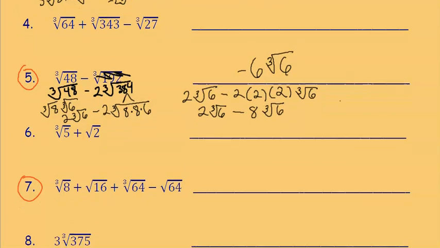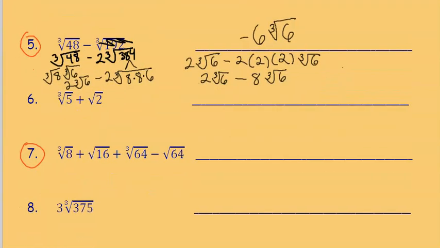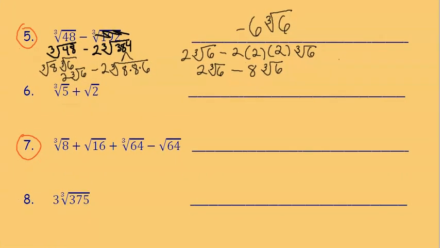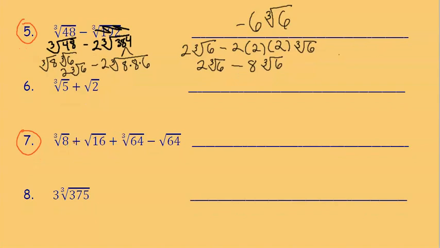Okay, let's look at number 7. No changes are needed for this one. We have the cube root of 8 plus the square root of 16 plus the cube root of 64 minus the square root of 64. Now normally we couldn't combine these together because we have square roots and cube roots. Square roots have an index of 2. But these are all integers.